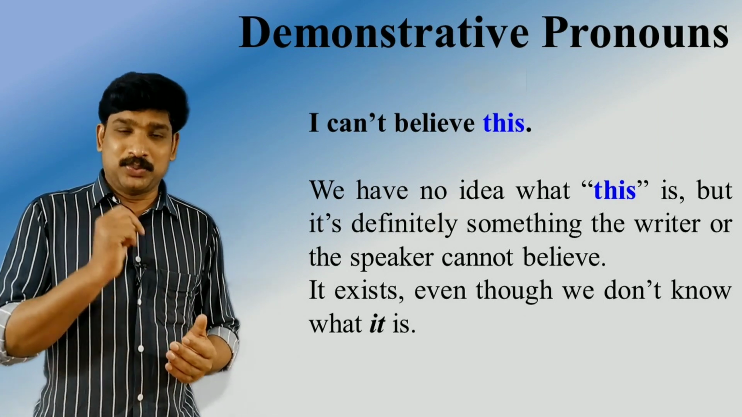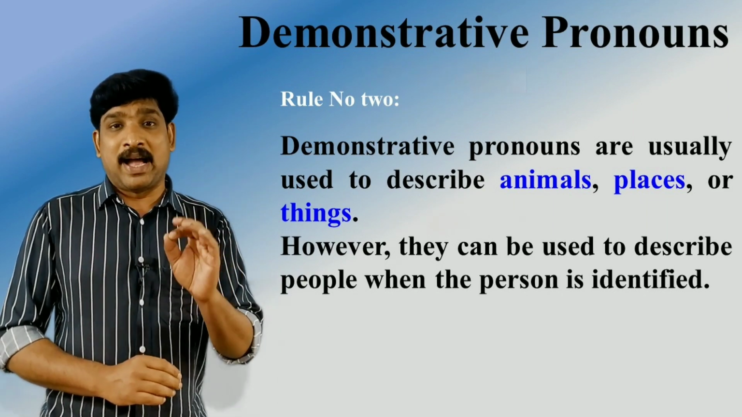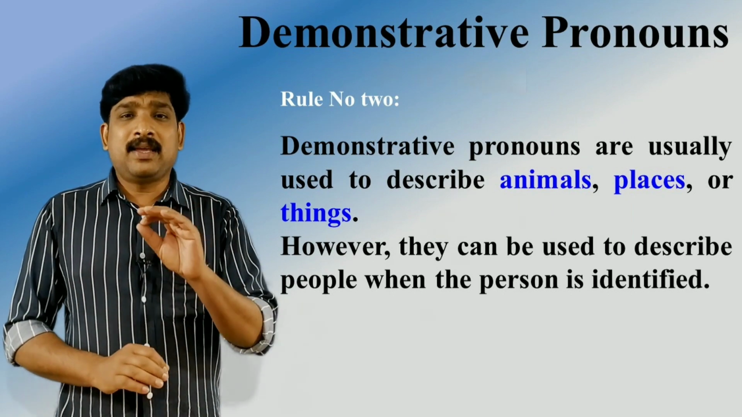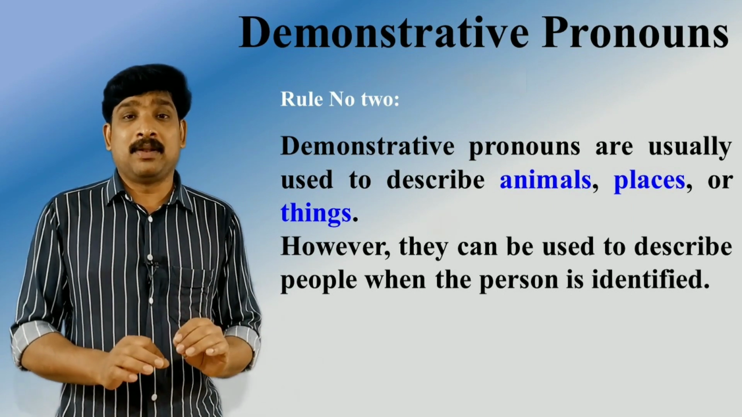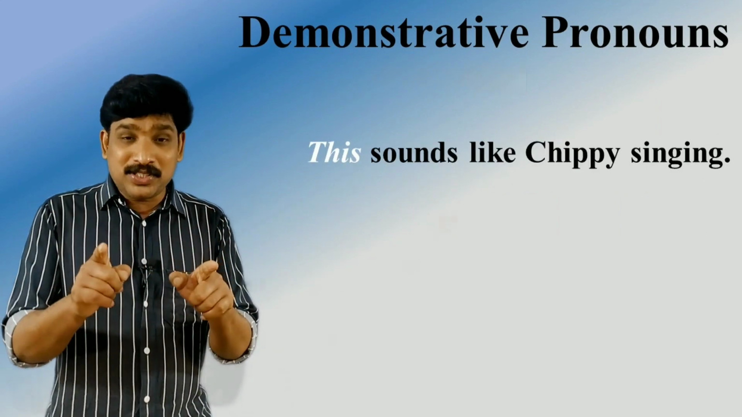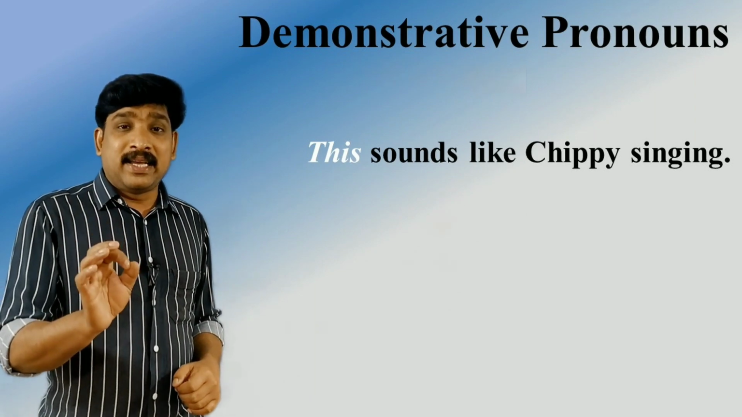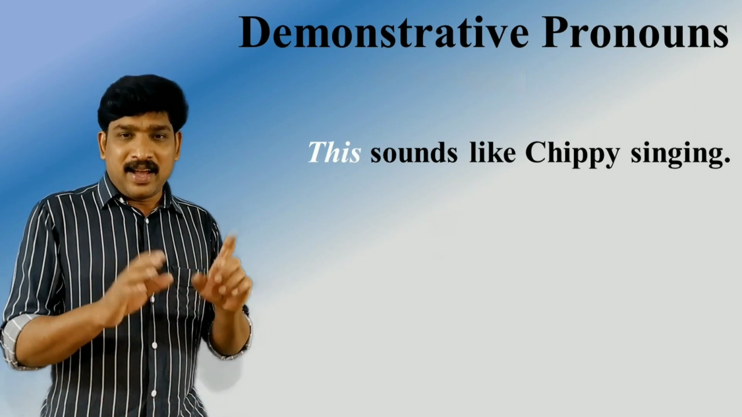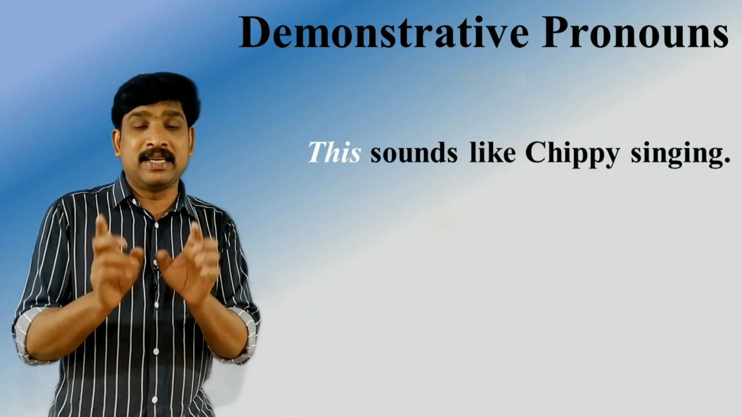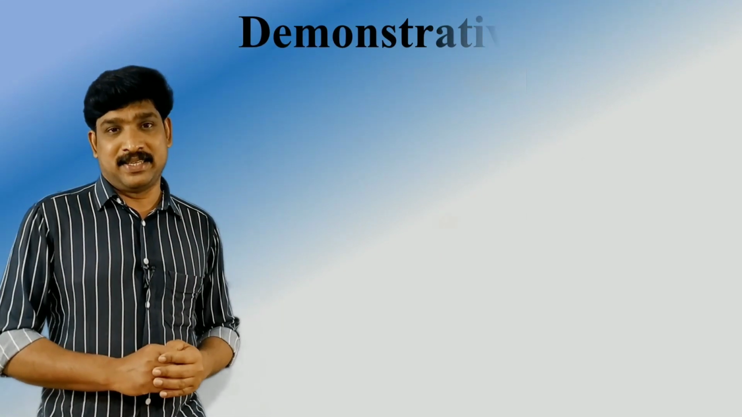Rule number 2. Demonstrative pronouns are usually used to describe animals, places, or things. However, they can be used to describe people when the person is identified. Confused? Let's see the example. This sounds like Chippy singing. And here, this refers to Chippy, and that person who is singing is identified. That's why we used this in this sentence.